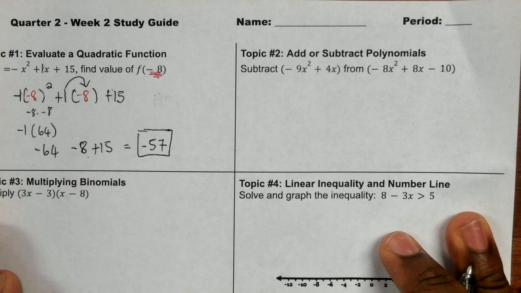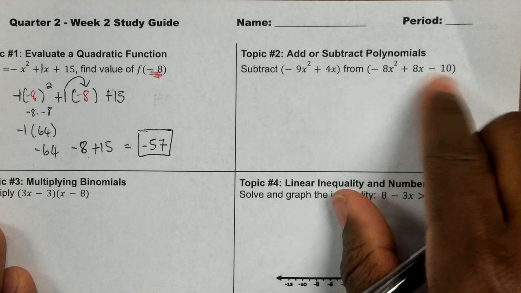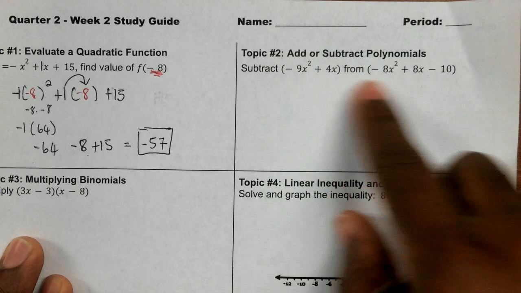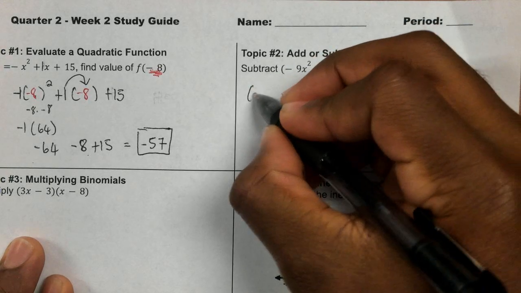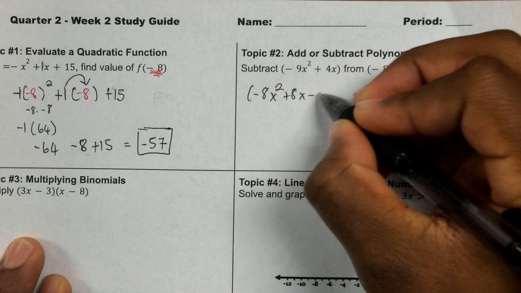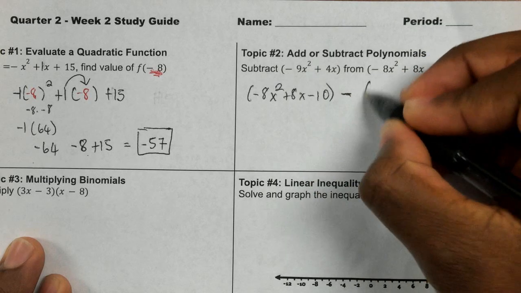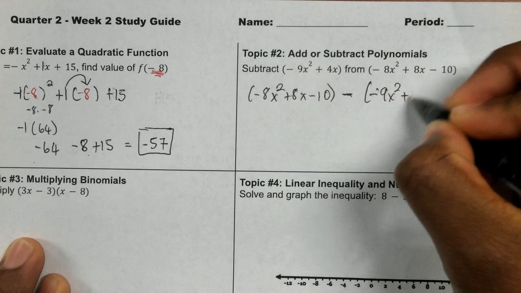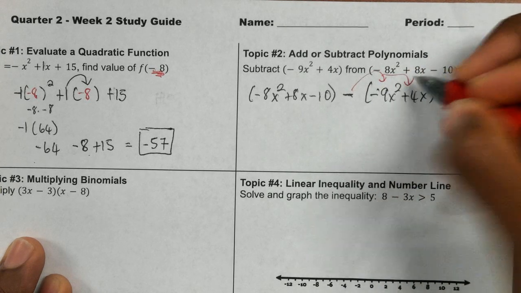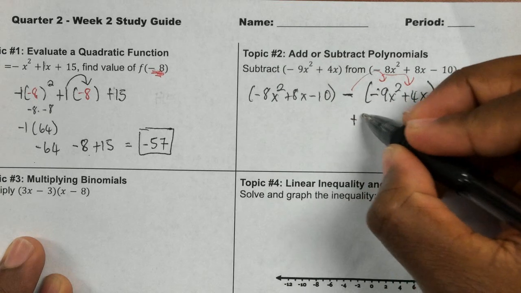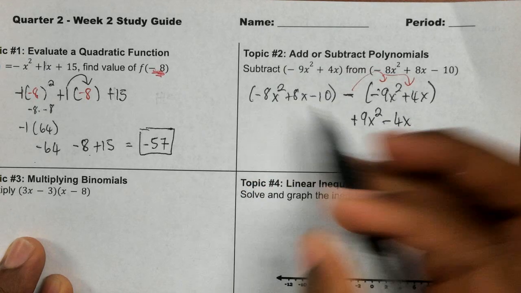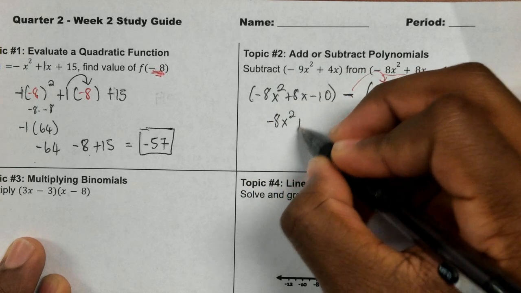Next question. The next question wants us to subtract this from this. Whenever you see this word problem and you're subtracting something from something else, you always write the second equation first. So I'd have negative 8x squared plus 8x minus 10, and then subtracting negative 9x squared plus 4x, okay? Whenever there's a negative right here and you distribute that negative, it makes this negative turn to a positive 9x squared, makes this positive turn to a negative 4x. Everything in the first parentheses, you always bring it down, okay?